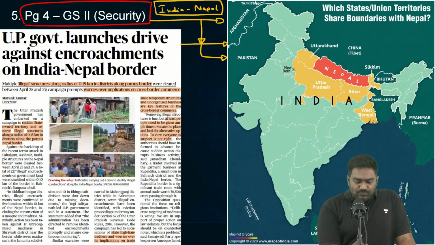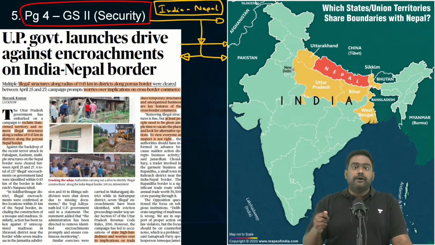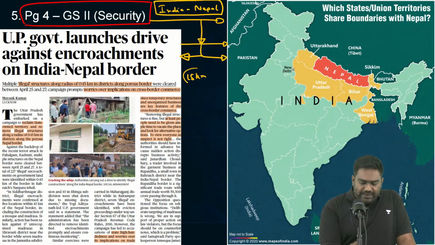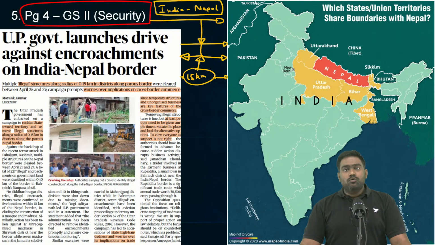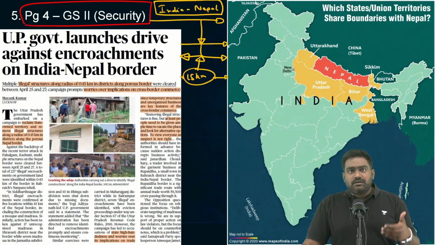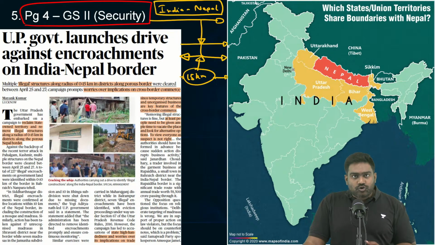The UP state government has taken it one notch higher and has ordered the destruction of all the illegal encroachments and clearing of the encroached land within 15 kilometers of the India-Nepal border. Now, this move of the UP state government has raised a lot of concern as well. The UP state government has justified the action because obviously the government has a right to clear illegal encroachments and even to recover encroached land.